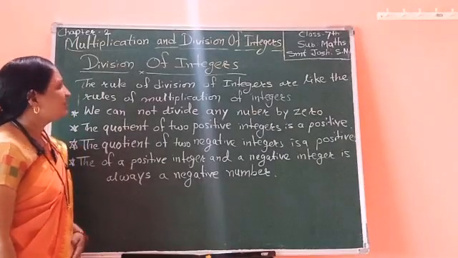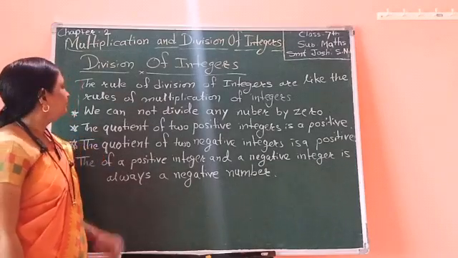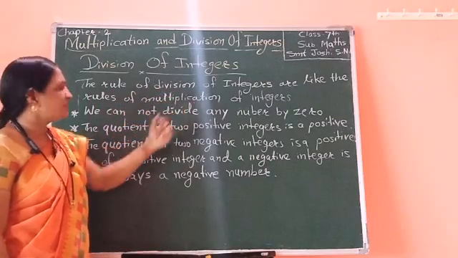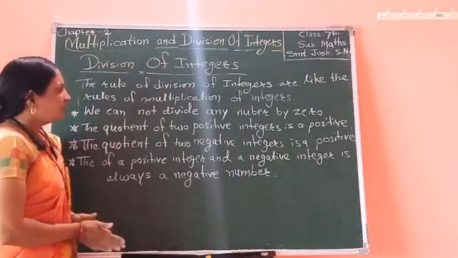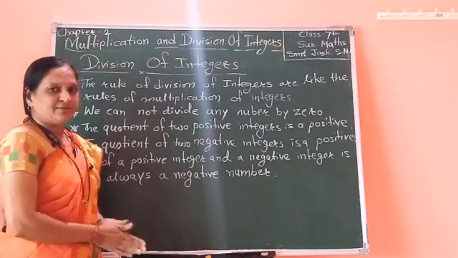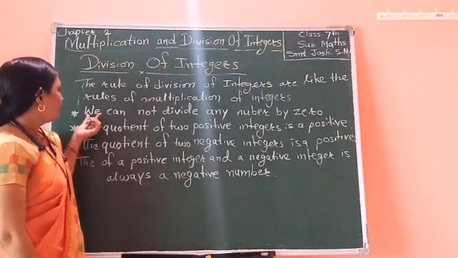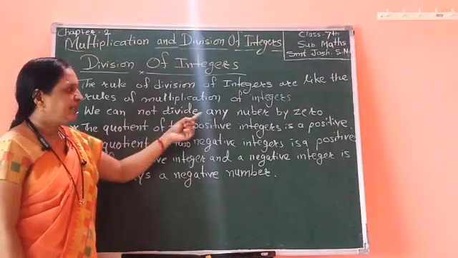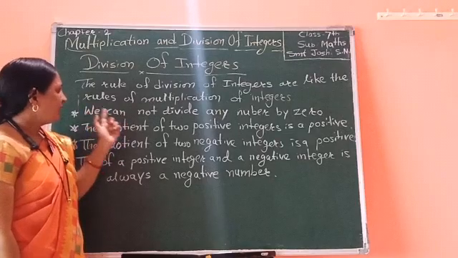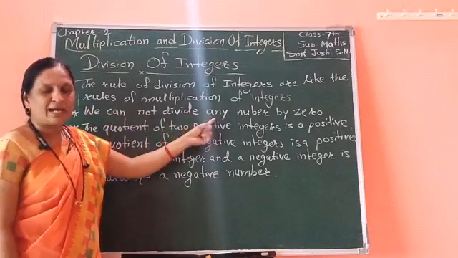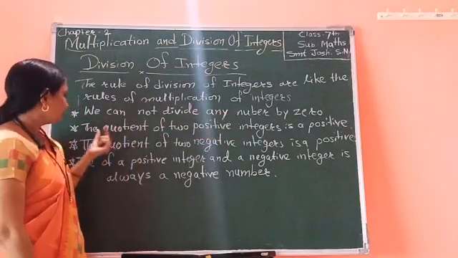Let us continue. Division of integers. The rules of division of integers are like the rules of multiplication of integers. In multiplication and division, the rules are the same. See, we cannot divide any number by 0. Remember this rule: we cannot divide any integer or any number by 0.